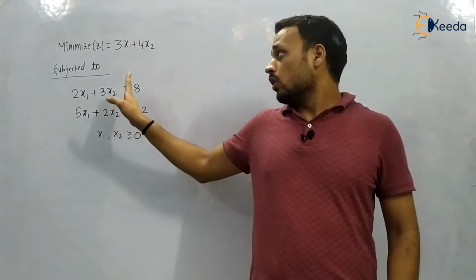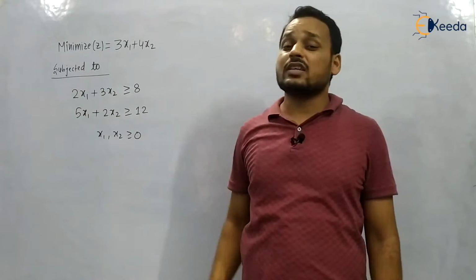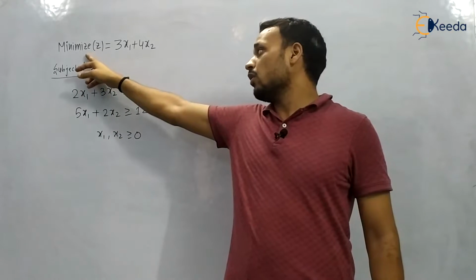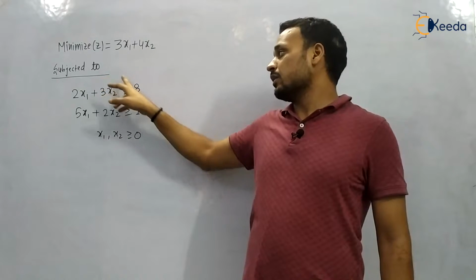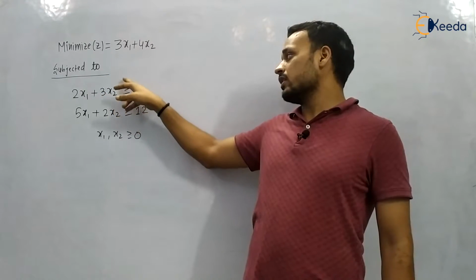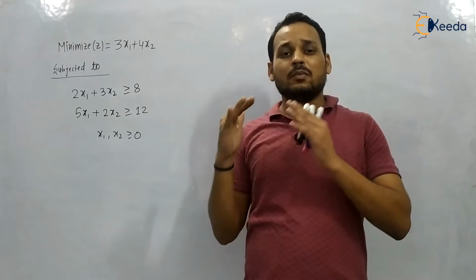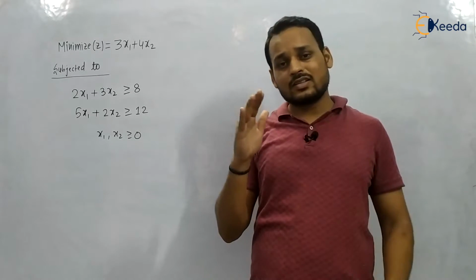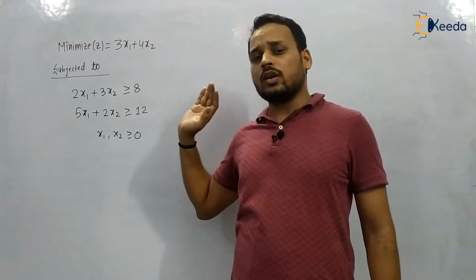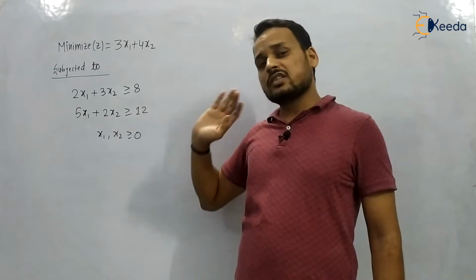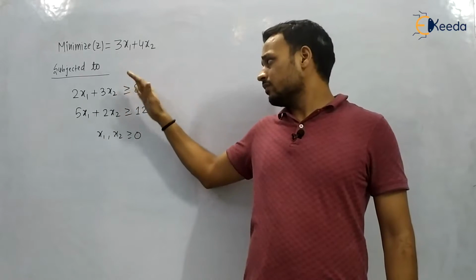I have already written a problem, and you can see the problem is given as minimization: minimize z equals 3x1 plus 4x2, subject to constraints that are of greater than or equal to type. Earlier we saw a maximization problem where the constraints were less than or equal to type, so I have taken a slightly different problem. You can solve maximization problems with the big M method also.